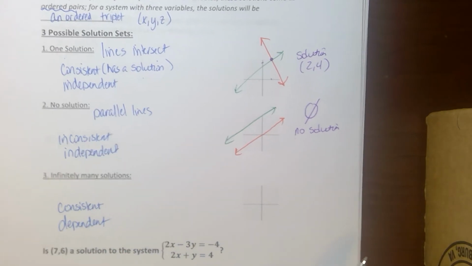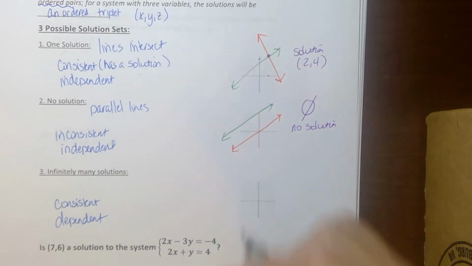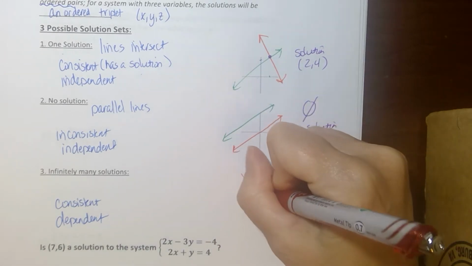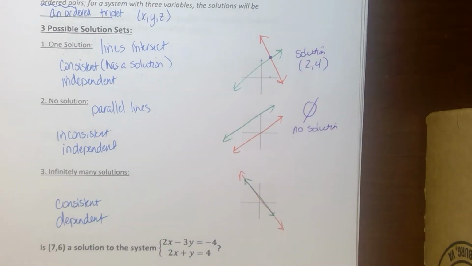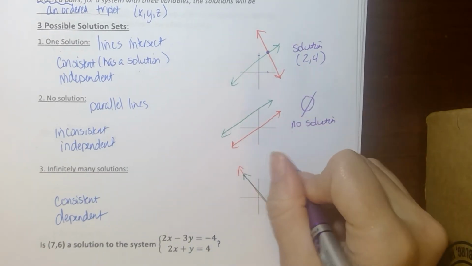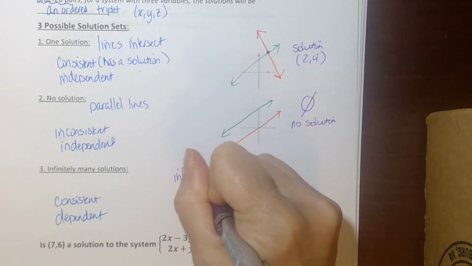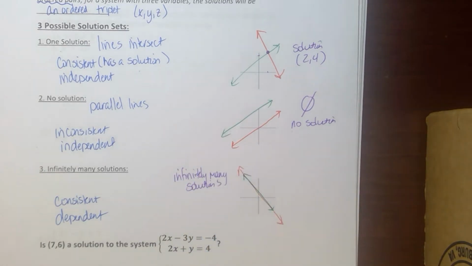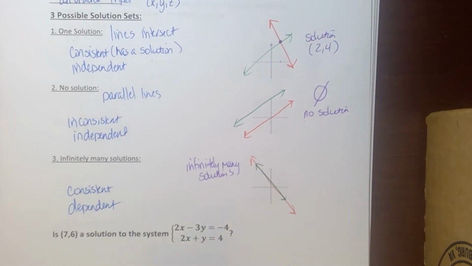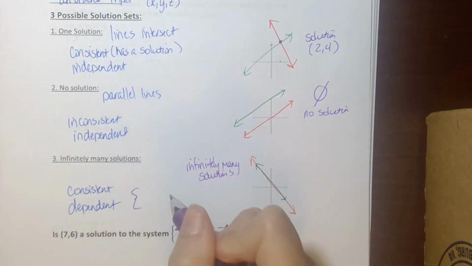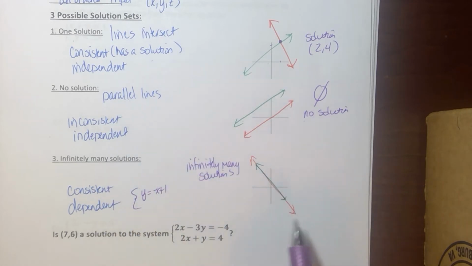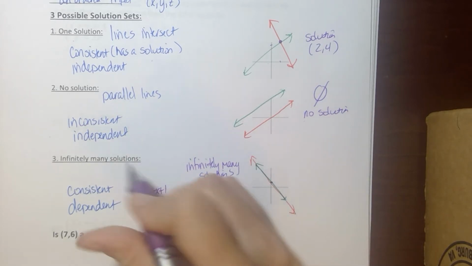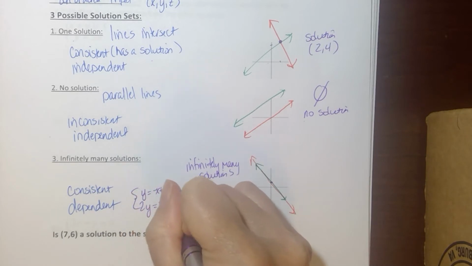Infinitely many solutions are going to be where I have two lines that are on top of each other. There's my first line, and then here's my second line. Now, when I write the solution set for this, I say infinitely many solutions, but I need to represent it. I represent it by giving at least one or the other of the two equations in the system. Let's say that this system is y equals negative x plus 1. I've got a negative slope. It intersects the y-axis at positive 1. And then my second equation might be 2y equals negative 2x plus 2.